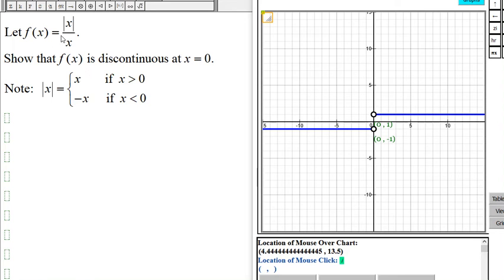Here we have the function absolute value of x divided by x. And if we graph it on the graphing calculator, this is what it looks like. So we have an open circle here at the point (0, 1), and then we also have an open circle here at the point (0, -1). And the definition of absolute value of x is equal to x if x is greater than 0, and it's equal to -x if x is less than 0.